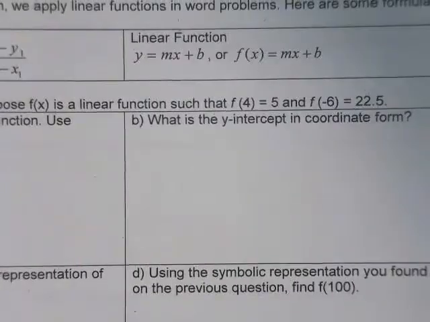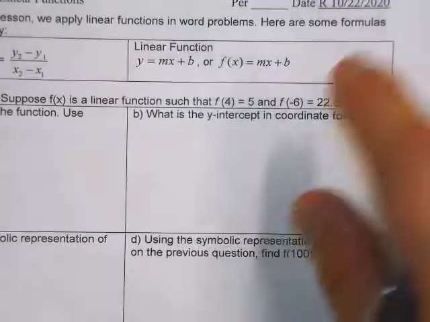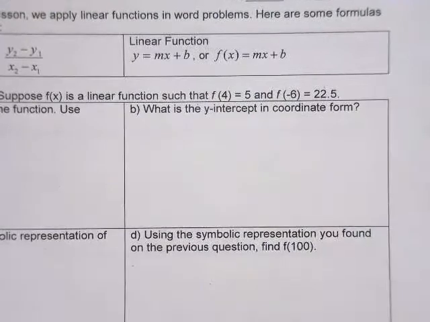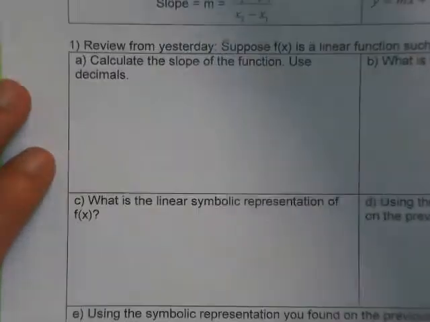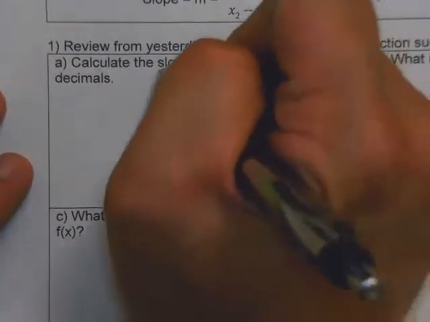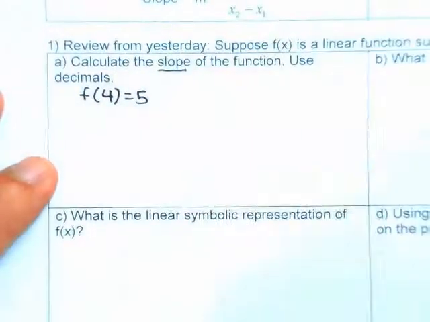Let's do a review section. So number one from last class. Suppose f of x is a linear function such that f of 4 is equal to 5 and f of negative 6 is 22.5. First, A, calculate the slope of the function. Okay, so what we can do is just rewrite what's given. That's one way to do this.